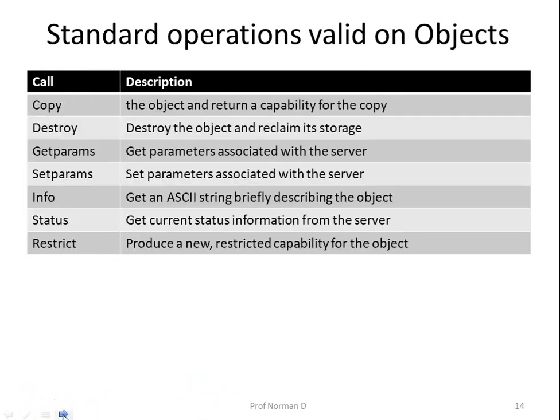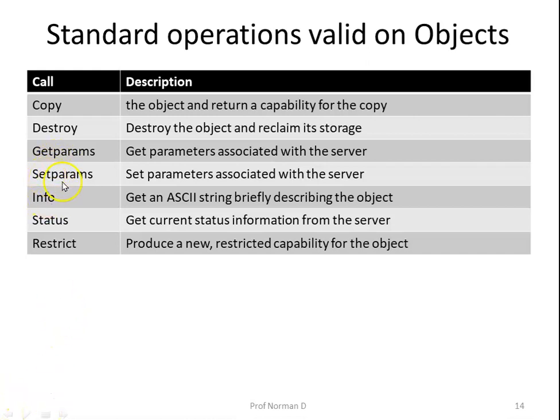The next call is the copy call. The copy operation is a shortcut that makes it possible to duplicate an object without actually transferring it. Without this operation, copying a file would require sending it over the network twice, from the server to the client and then back again. The destroy call deletes the object. It always needs the appropriate rights for obvious reasons.